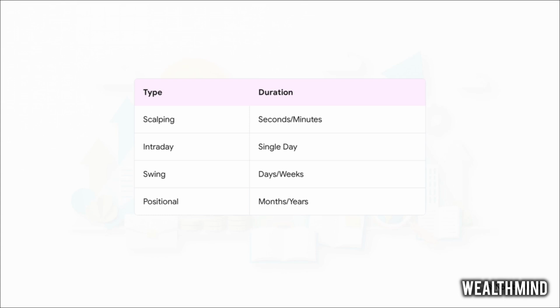Then we have swing trading. This one's a bit more relaxed. You buy a share and just hold it for a few days, a few weeks, or even a month, basically riding the upward swings of the market.